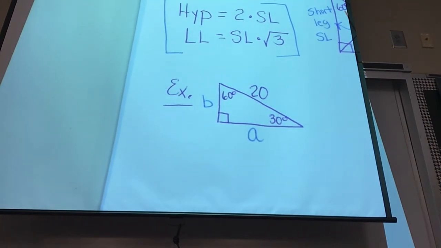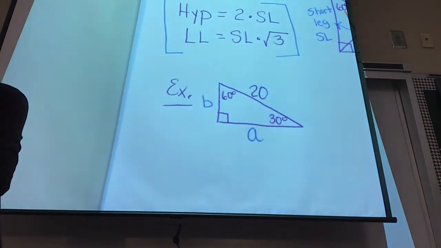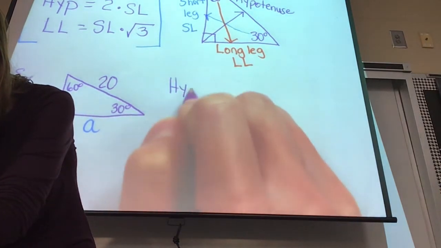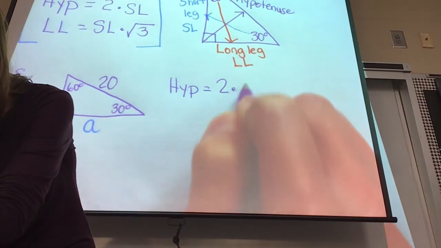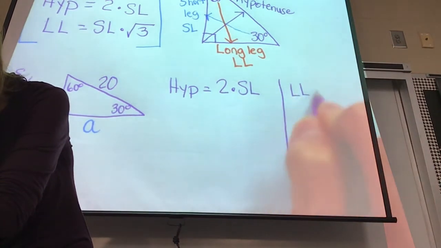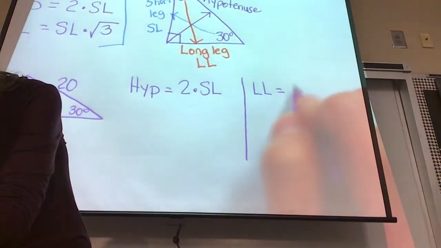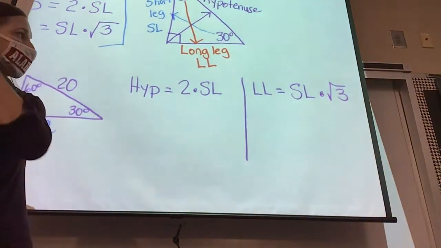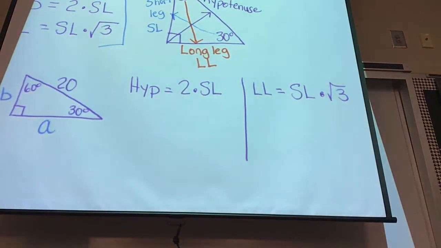So what I do every time is I'm going to write down both formulas. I'm going to go over here to the side and write down hypotenuse equals 2 times SL. And I'm going to draw a line and then write LL equals SL times the square root of 3. I've got to find both, so I'm going to write both formulas down. Now I'm going to see what I can fill in.